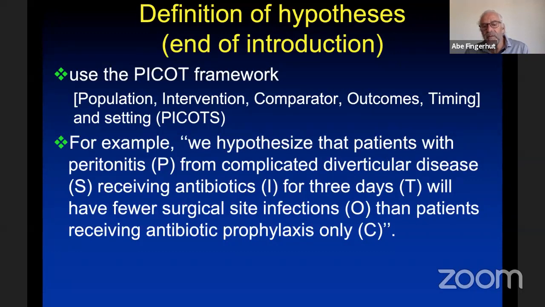For instance, we hypothesize that patients with peritonitis, that's the population, from complicated diverticulitis, that would be the setting, receiving antibiotics, that's the intervention, for 3 days, that's the timing, will have fewer surgical site infections, that's the outcome, than patients receiving antibiotic prophylaxis only, the comparator, or the comparison.